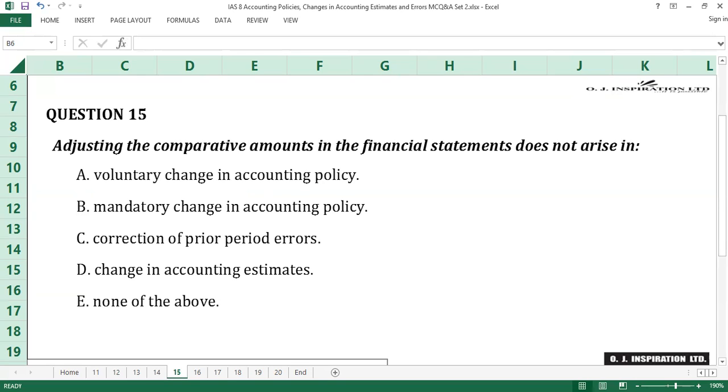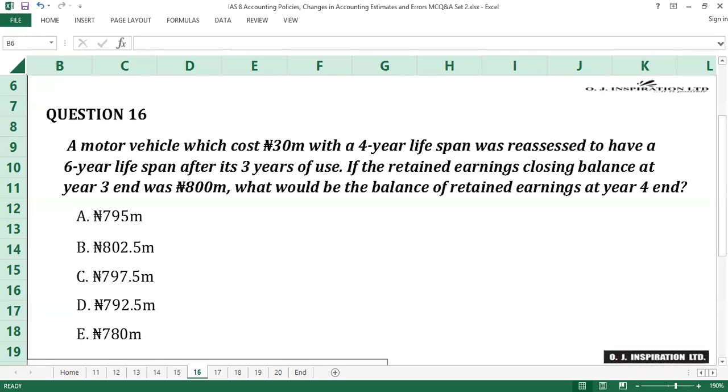Question number 16. A motor vehicle which cost 30 million naira with a 4-year lifespan was reassessed to have a 6-year lifespan after its 3 years of use. If the retained earnings closing balance at year 3 end was 800 million naira, what would be the balance of retained earnings at year 4 end? A, 795 million naira. B, 802,500,000 naira. C, 707,500,000 naira. D, 792,500,000 naira. E, 780 million naira. Time counts.